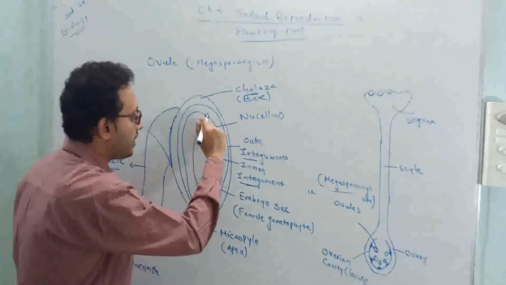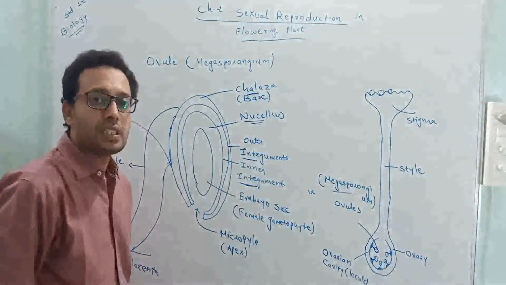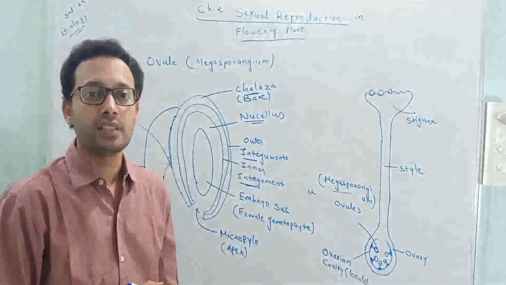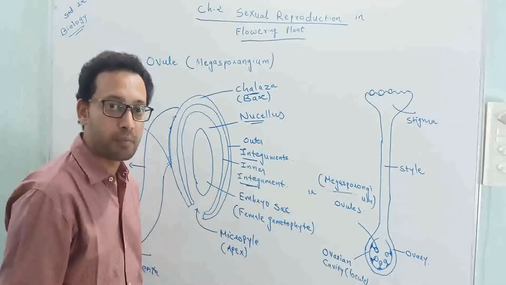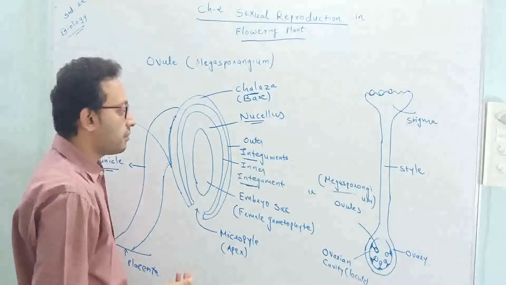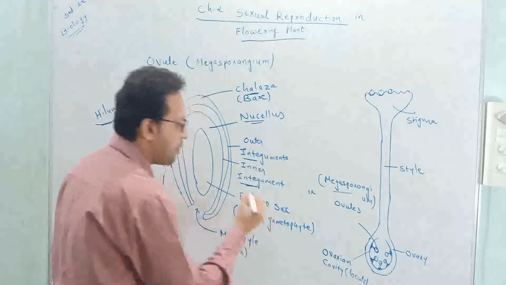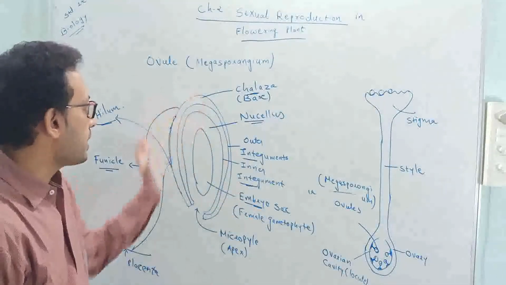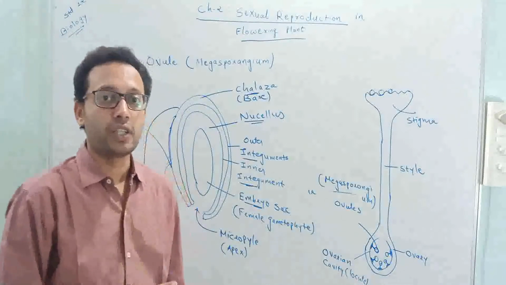Inside the integument, there is the nucellus. This nucellus is filled with reserve food material, which is provided to the embryo sac for its growth and development. Next, inside the nucellus there is the embryo sac. So that is about the structure of the megasporangium, or you can call it the ovule.